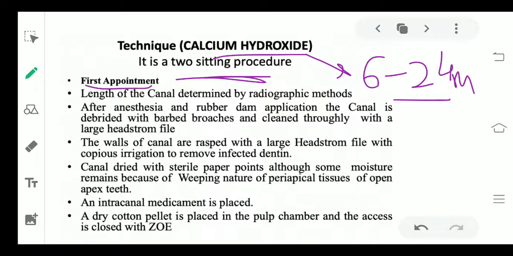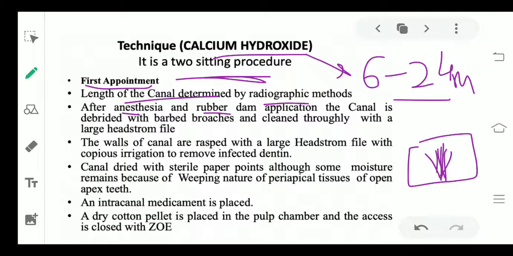So what do we do in the first appointment? In the first appointment, radiographically we are going to check the length of the canal. We will take a radiograph in which we can check how long the root canal is. After that we will give anesthesia, place a rubber dam, and then clean the canal completely. We will irrigate and clean the canal with the help of files, and every part of the pulp is removed from the canal. The canal cavity should be completely clean, free from any kind of odor, free from any kind of infection.